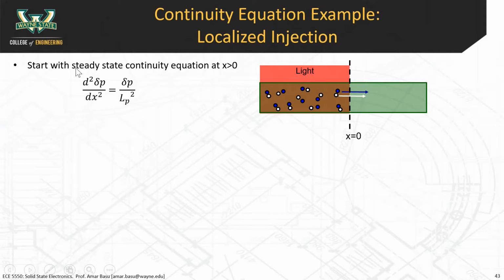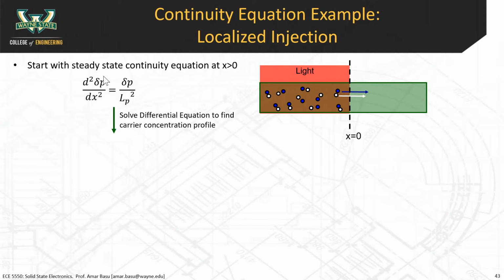Remember, we're starting with the steady state version, not the time dependent version, because we're going to shine light on the material and keep that light on. We're not turning it off, so the whole system is in steady state. If we were flickering the light, turning it on and off, then we'd be in a different situation. This is steady state continuity, a steady state light source. So this is the equation that applies. We're only solving this for holes, mind you, but a similar derivation would apply to electrons as well.